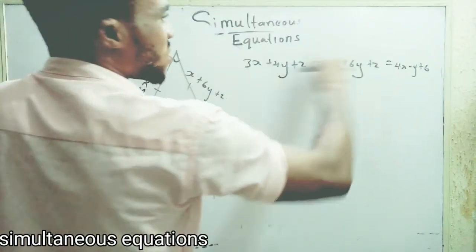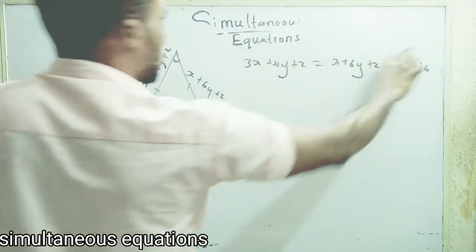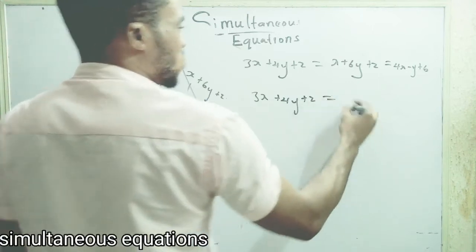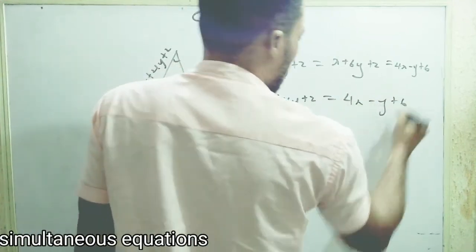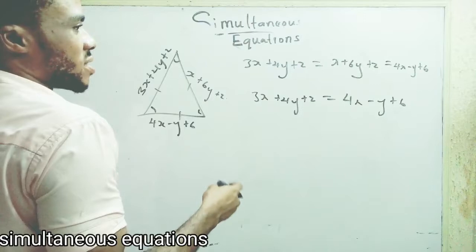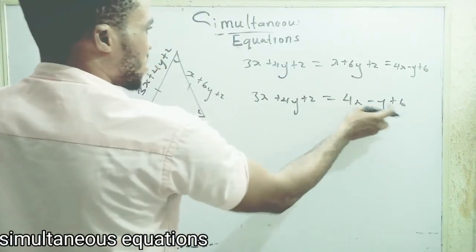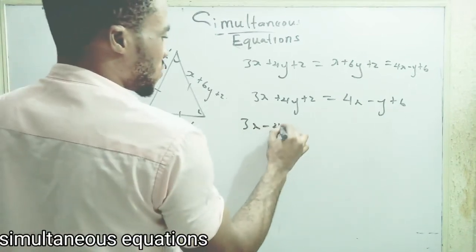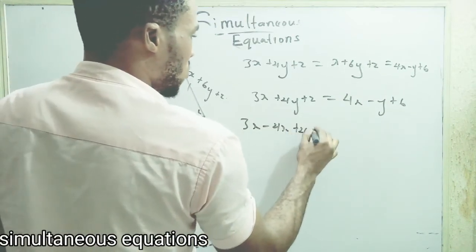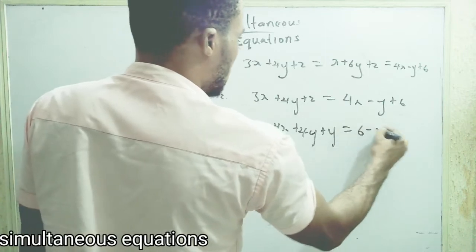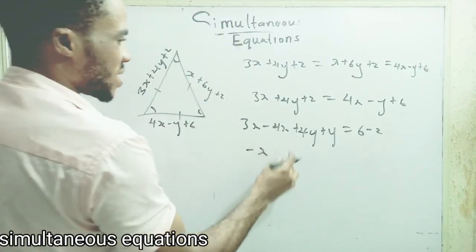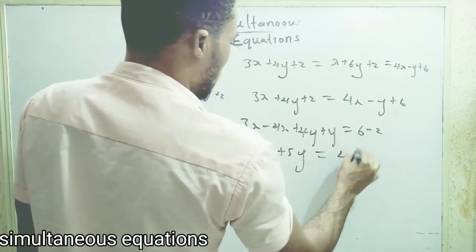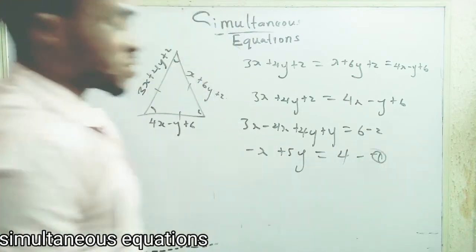Now if I have something of this nature, I will carry this and equate to the last one. I have 3x plus 4y plus 2 is equal to 4x minus y plus 6. So on that note, I'll group like terms, moving 4x and minus y over, then move the 2 over. I have 3x minus 4x plus 4y plus y is equal to 6 minus 2. And on this note I'm going to have minus x plus 5y is equal to 4. I will label this my equation 1.